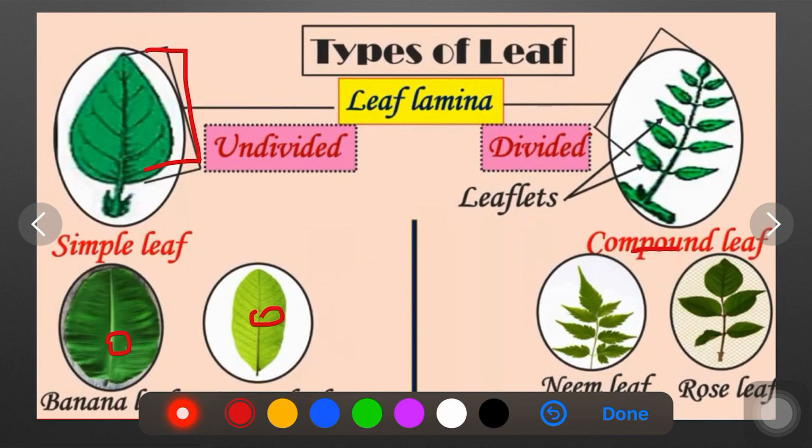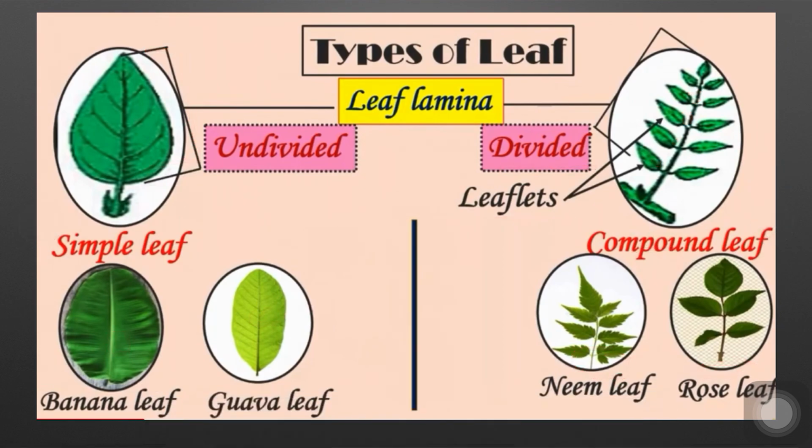whereas in a compound leaf, the leaves are divided into distinct leaflets and each leaflet has a small petiole. As you can see, the compound leaf has divided leaflets. For example, neem leaf and rose leaf are a compound kind of leaf.